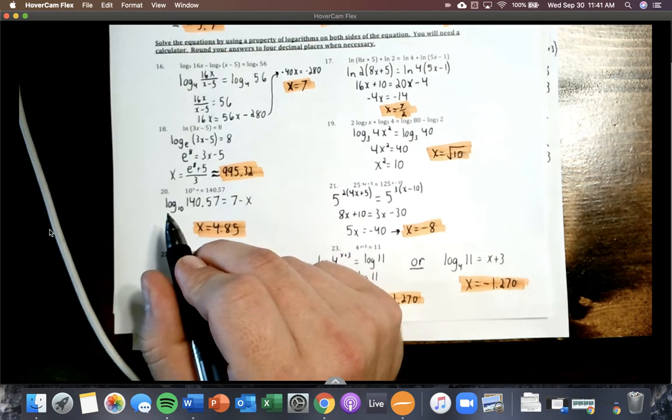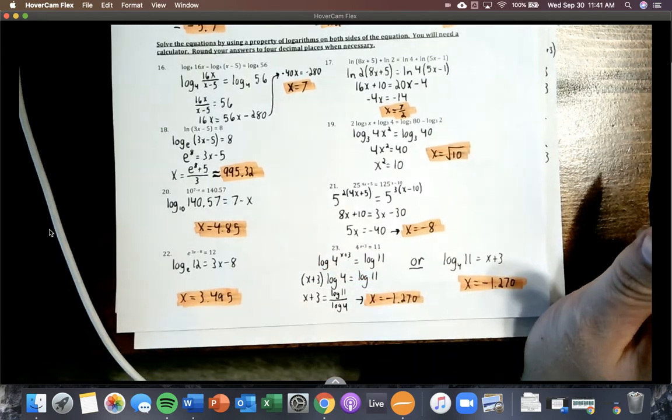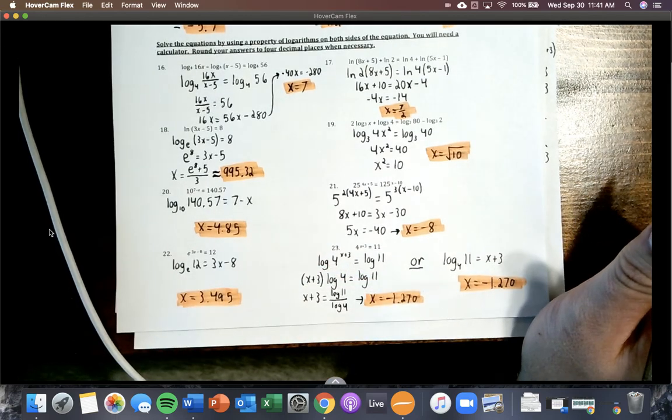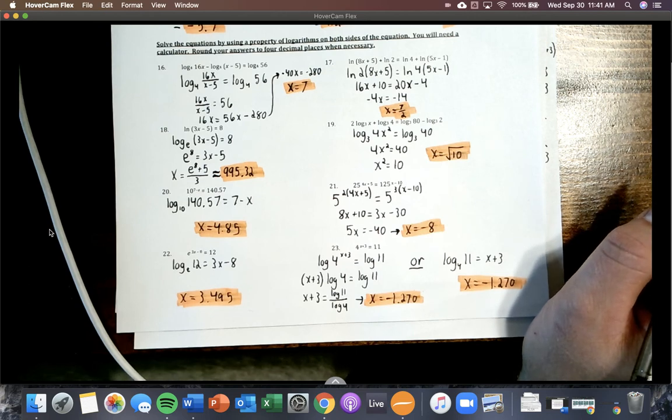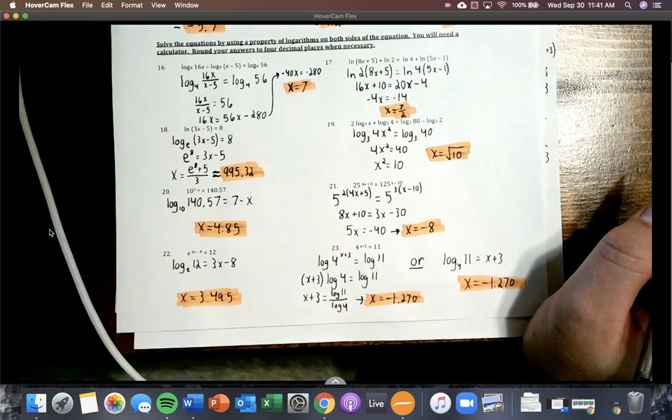And we can just solve for x and plug this value into our calculator. We can do log base 10. And remember, log base 10 is the same thing as if we just said log of 140.57. Whenever the base isn't written, we always just assume that it's 10.